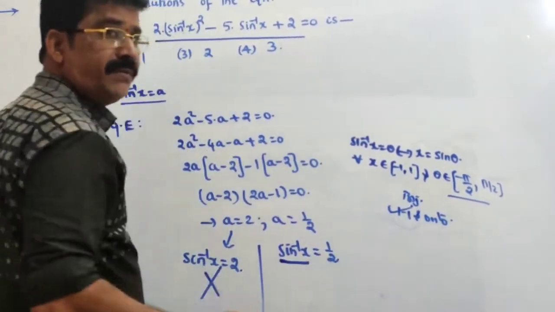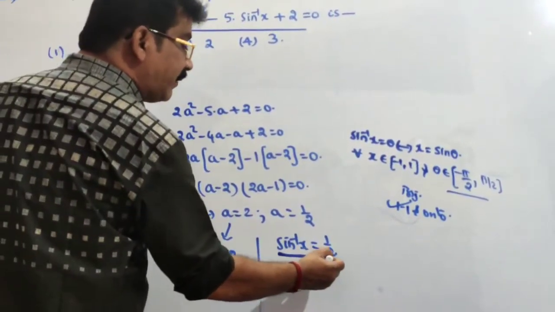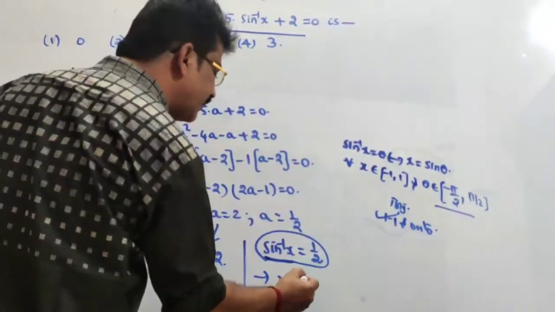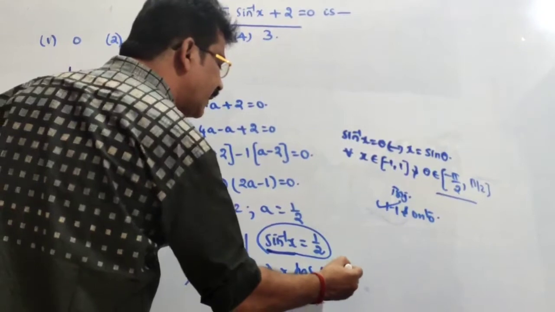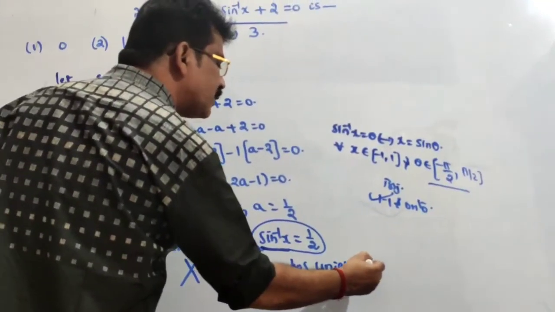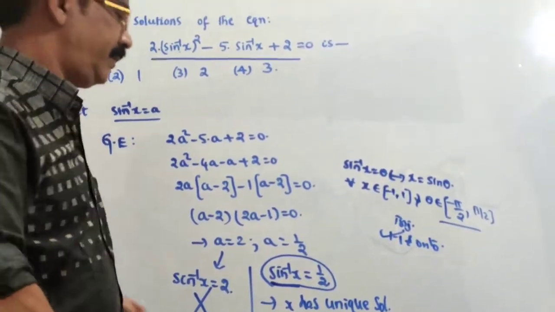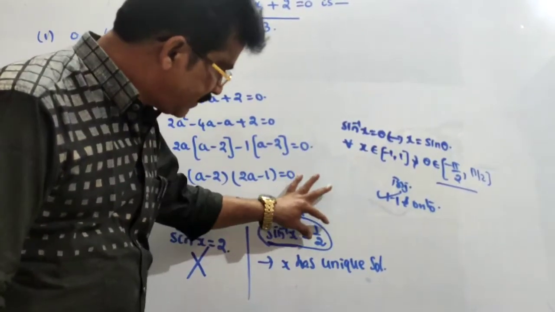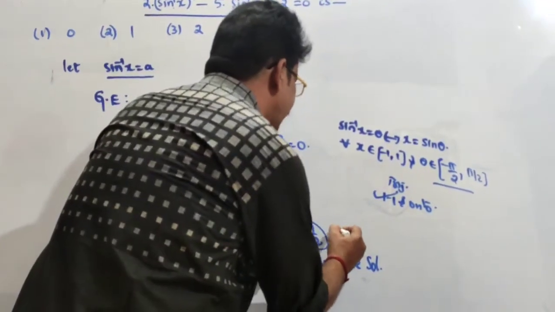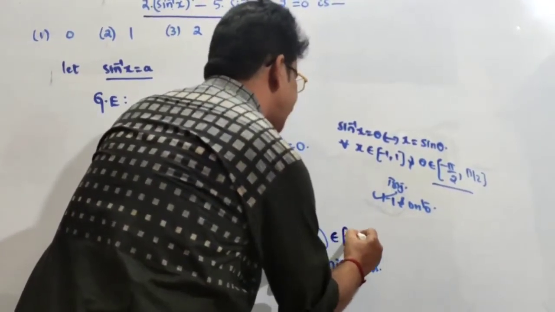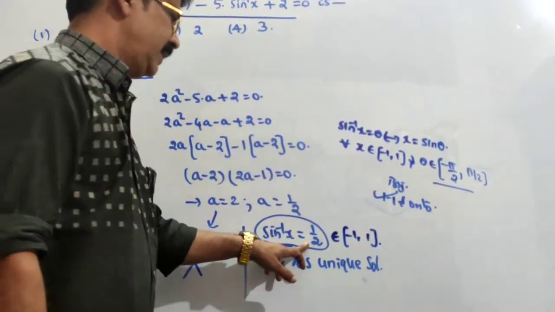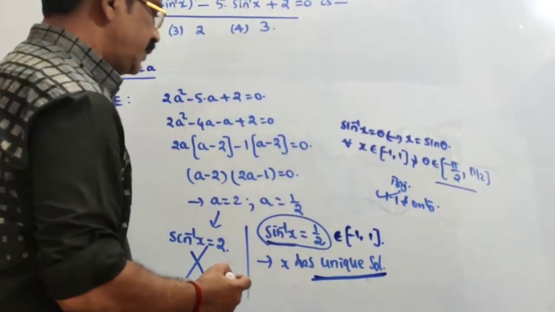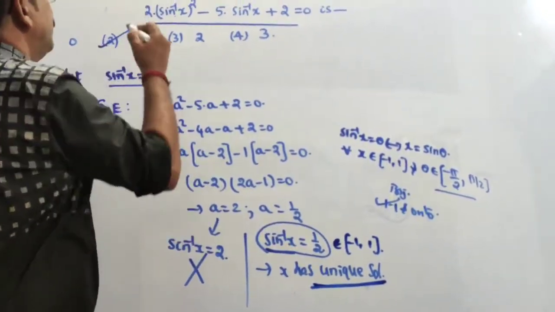Whenever it is a one-one function, there exists only one solution for this equation. So therefore x has a unique solution. Means that sin inverse of x equal to 1 by 2, if this value belongs to the closed interval of minus 1 comma 1, definitely this equation will have the unique solution. Hence only one solution is there.